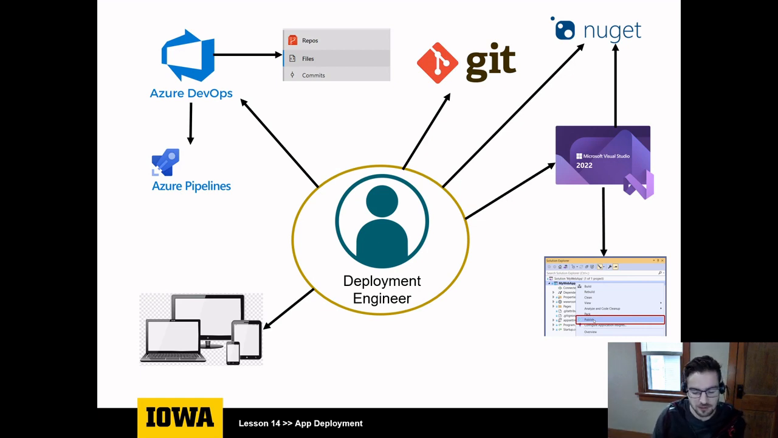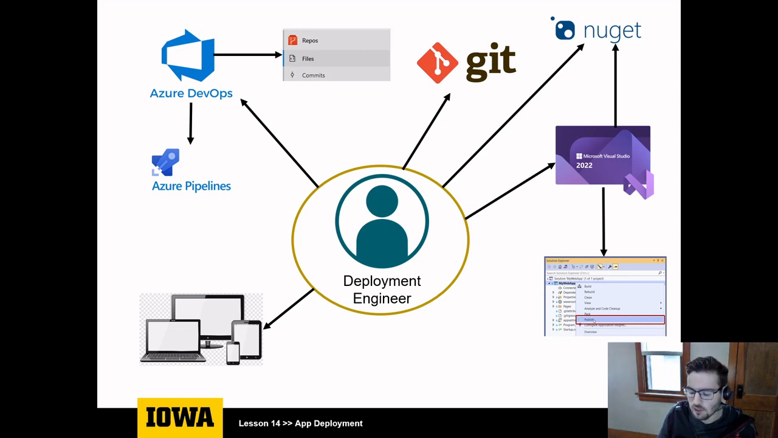Instead, they care about things such as, well, where's the software going to go? Okay, right? Is this software going to be deployed on a desktop computer, a laptop computer? Is it going on a mobile device, a tablet? Is it going on a Xbox? Where is the software going? Is a primary thing that a deployment engineer needs to think about.